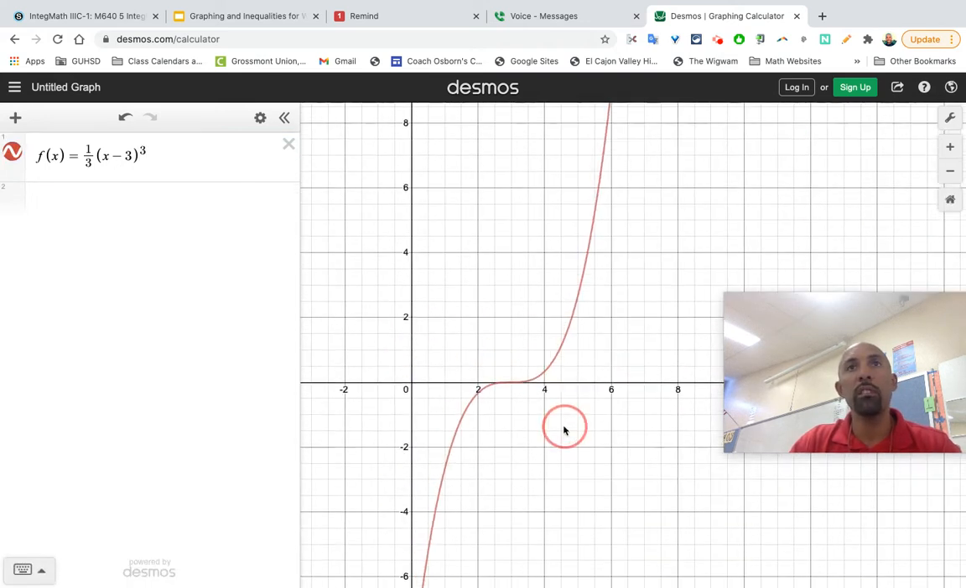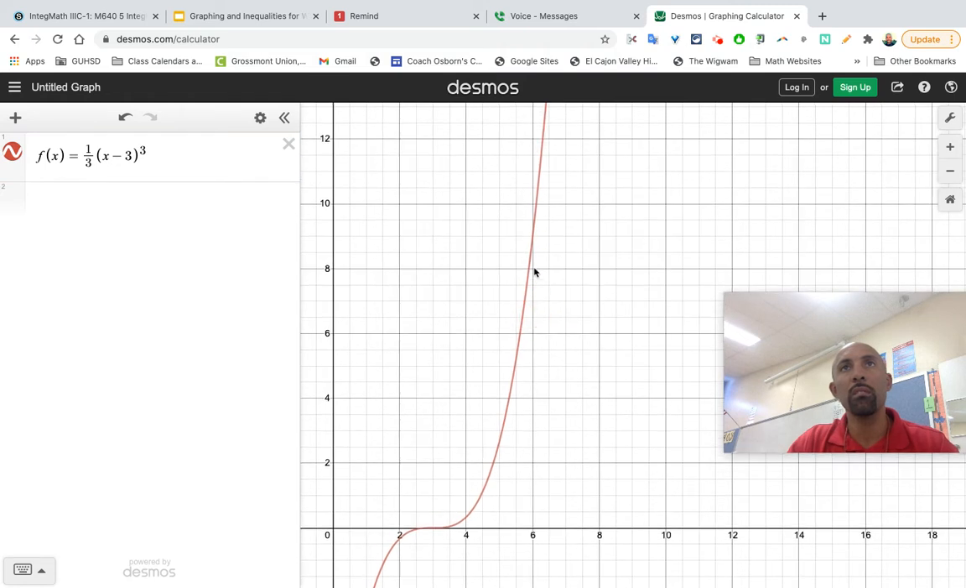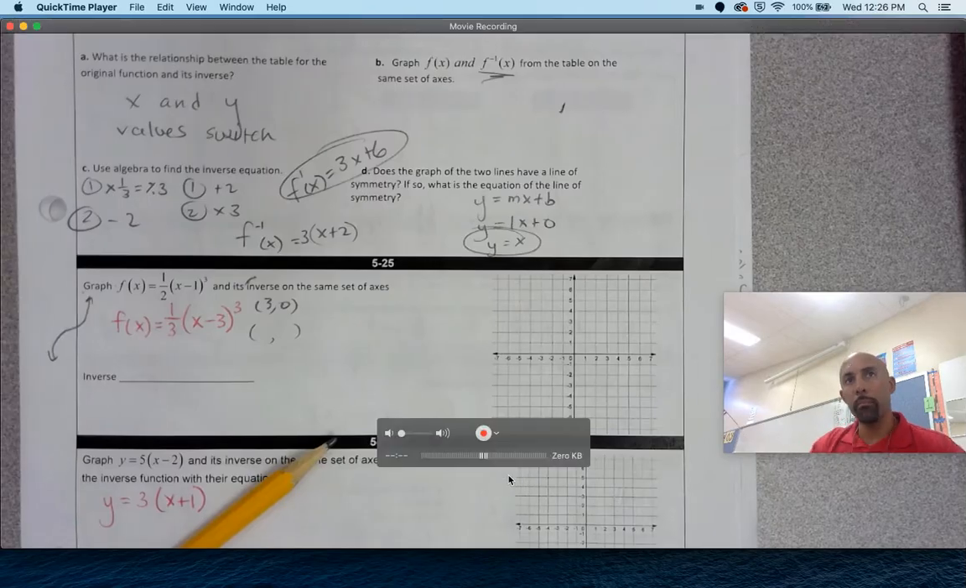All right, so let's get some points off of this. We got that one, 3, 0. I'm going to figure out a point somewhere up here. There's 5, but 5 isn't really a whole number, and I want a whole number. So let's go to 6. 6 lines up. Oh, perfect, 6, 9. Okay, so let's write that down.